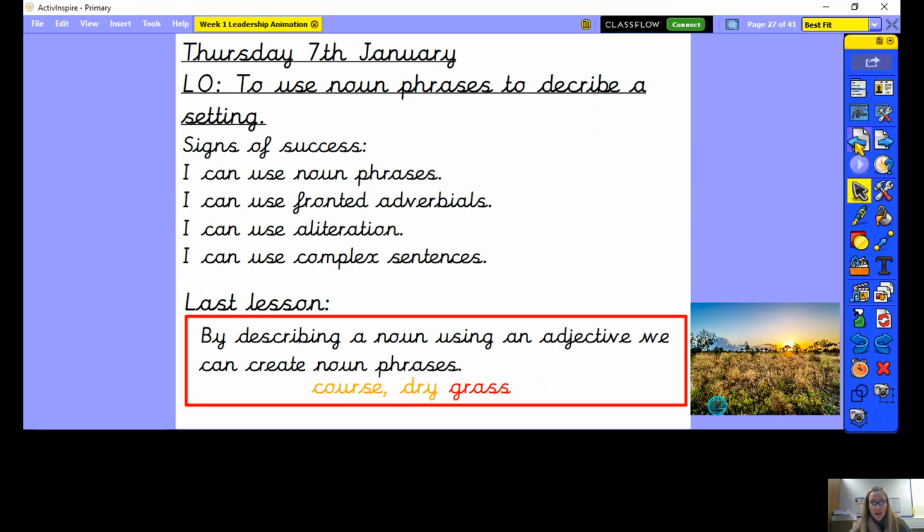I can use alliteration in my writing, so thinking about how we can use words to describe that start with the same sound. And I can use complex sentences. So a complex sentence has a main clause that makes sense on its own and a subordinate clause that doesn't make sense on its own and is often joined together using a conjunction.